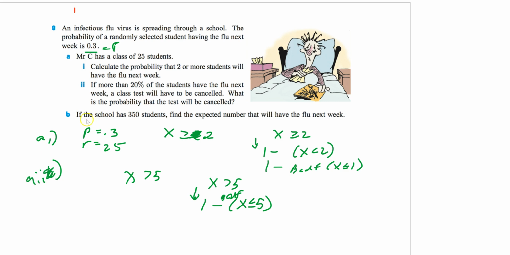And the last one here, we'll still have 3 more to go, but last one here. If the school has 350 students, find the expected number. Expected number, that's easy. That's just NP, right? It's in your formula sheet under binomial. So N is 350 now in this case, because now they're saying 350 students. They have 350 students, and P is still the same, 0.3. Multiply that together, get your answer.